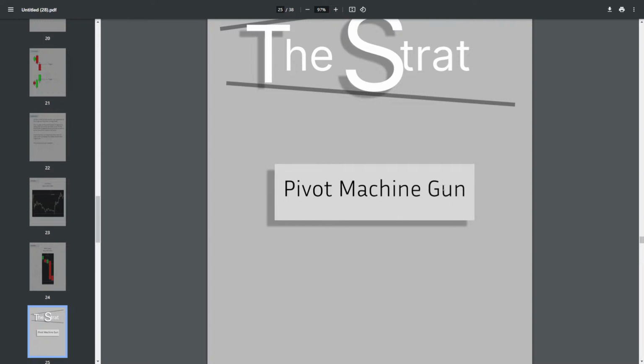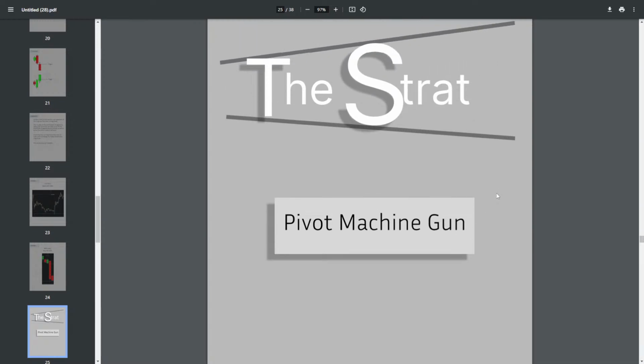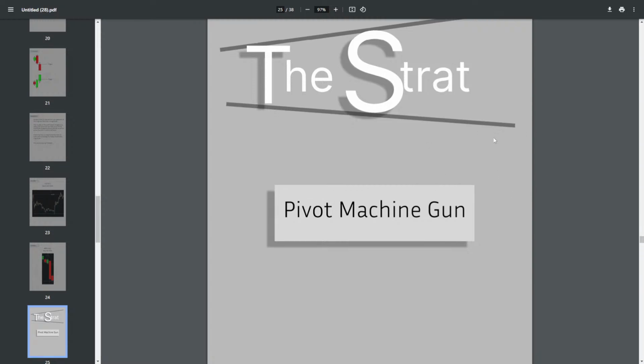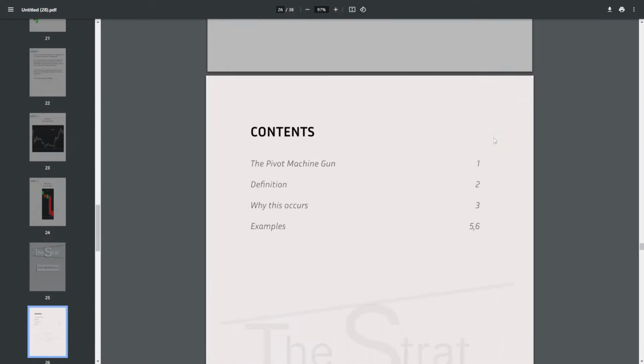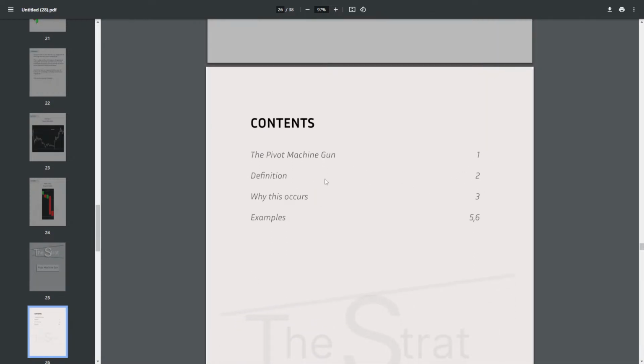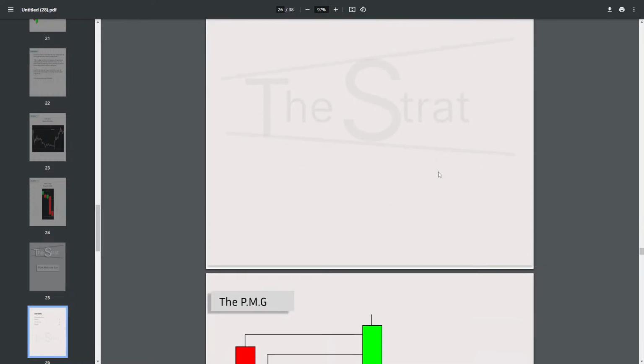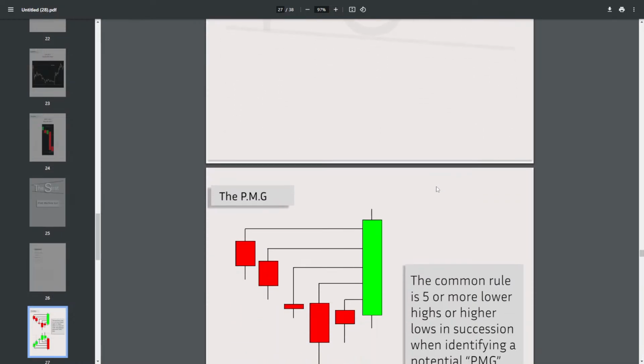The pivot machine gun. This is an awesome one. There's memes all about it on Twitter. If you've ever seen the Strat hashtag, a lot of people post about this stuff, or at least they used to more so. But the pivot machine gun, let's get into it. So first of all, what is it? The definition of that, why it occurs, and then some examples. Yeah, we also have an emoji in the Discord for that, the Kermit.